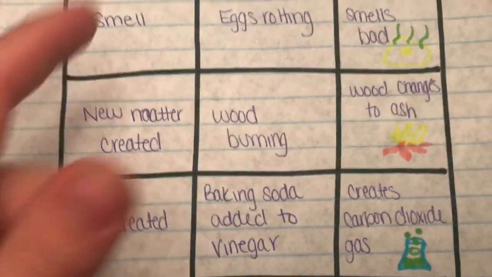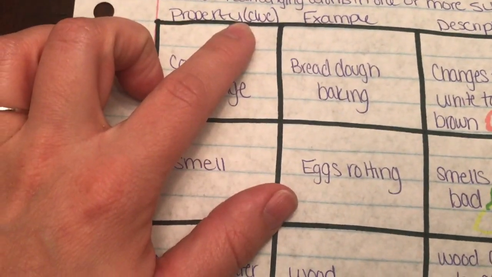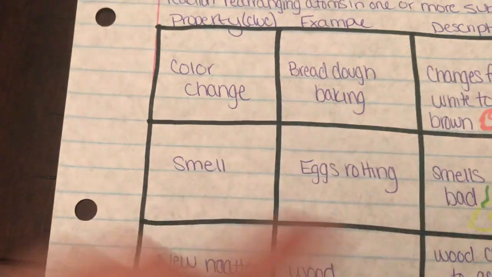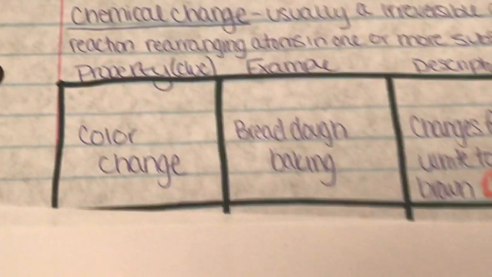So again, I made my chart. There are 5 different ones. I've got 3 different columns that we're working off of. And these are going to be your properties or your clues that a chemical change happened, some examples and a description. So the very first one we're going to talk about is a color change.